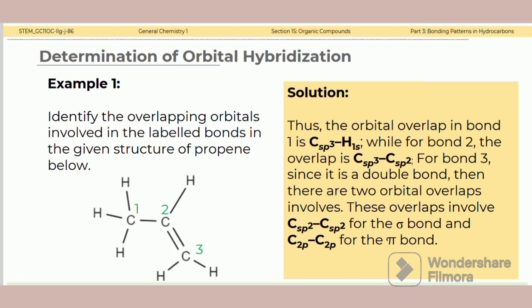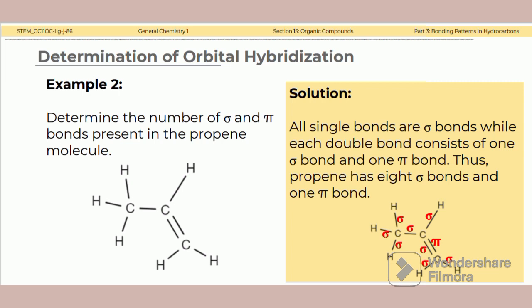For bond 3, since it is a double bond, there are two orbital overlaps involved. These overlaps involve carbon sp2 and carbon sp2 for the sigma bond, and carbon 2p and carbon 2p for the pi bond. For example number 2, let us determine the number of sigma and pi bonds present in the propene molecule. In our solution, all single bonds are sigma bonds while each double bond consists of one sigma bond and one pi bond. Thus, propene has 8 sigma bonds and 1 pi bond.